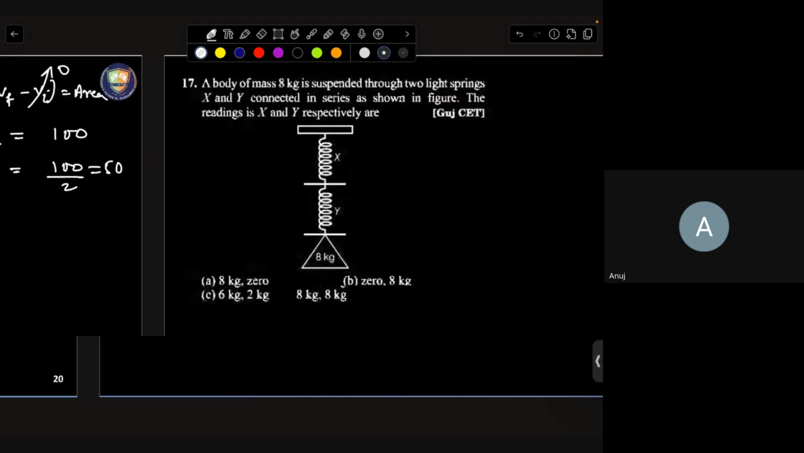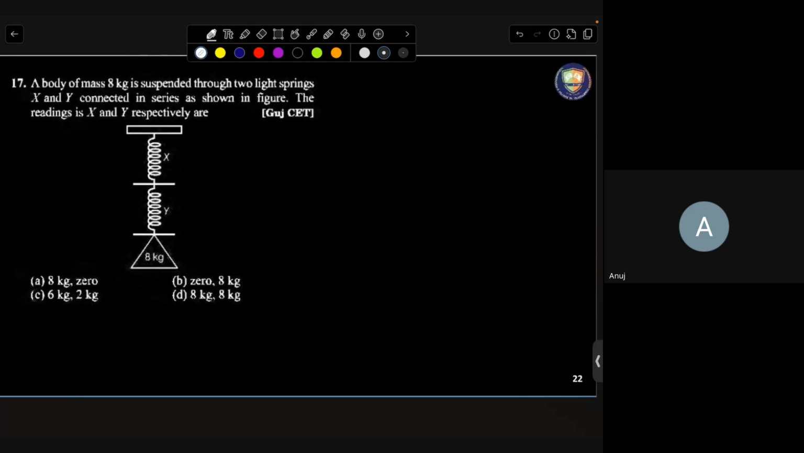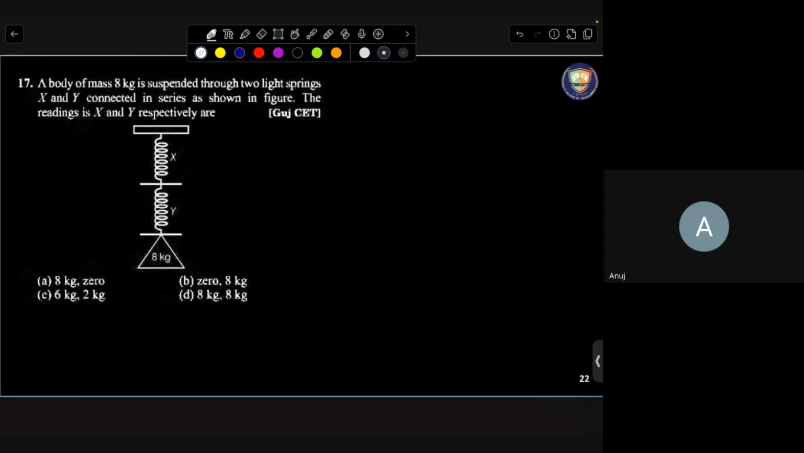Okay, are you able to see the question properly? Yeah, solve this.